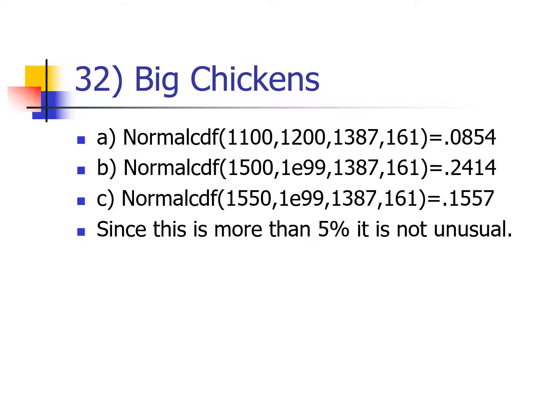So let's think about some nice, delicious fried chicken. What's the probability of chickens between 1100 and 1200? Looks like the units are grams. Probability it's more than 1500 grams. And then C is the probability of being more than 1550. And then it asks, is that unusual? Turns out almost 16% of all chickens are that big. So that's not less than 5%, so we would say it's not necessarily unusual.